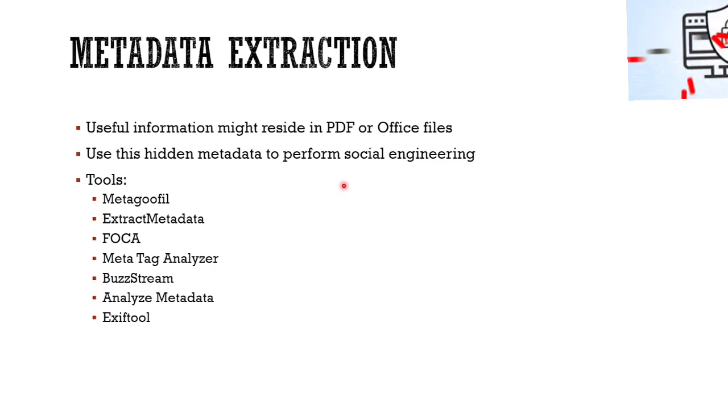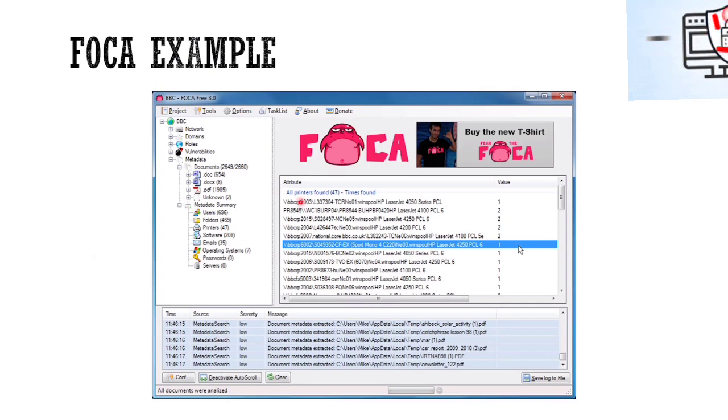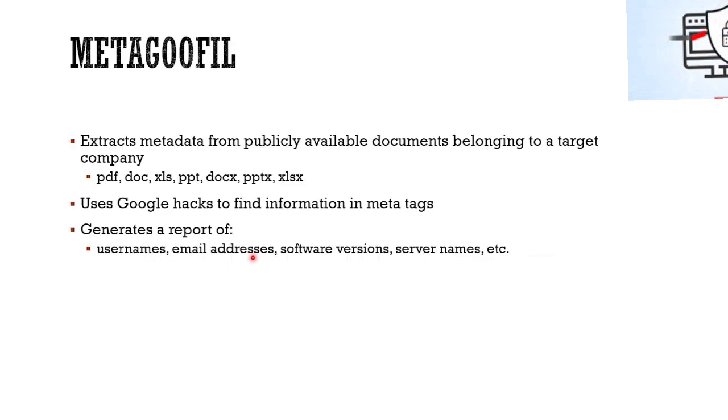Here's an example of Foca. You can search a site and then it'll find all the documents from that site and then it'll look at the metadata and give you information that it finds. MetaGoofil will get metadata from publicly available documents like PDFs and Office docs, and it uses Google Hacks to find that information in tags. And it'll generate a report: usernames, email addresses, software versions, server names, that kind of thing. Here's an example of MetaGoofil.